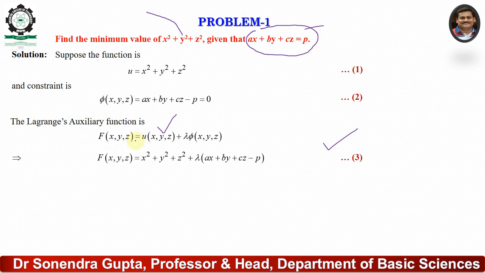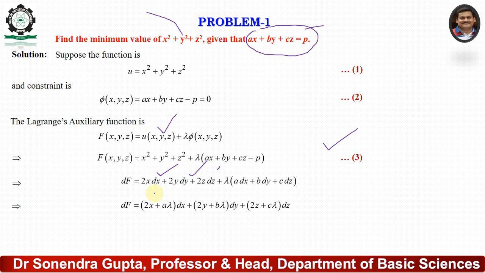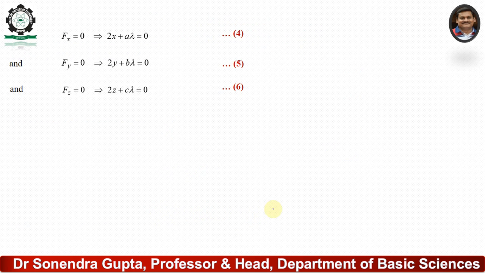Now taking partial differentiation with respect to x, y and z, that means dF equal to 2x dx plus 2y dy plus 2z dz plus lambda times (a dx plus b dy plus c dz). Now collecting the coefficients of dx, dy and dz, taking dF equal to 0, that means 2x plus a lambda equal to 0, 2y plus b lambda equal to 0, 2z plus c lambda equal to 0, like this.